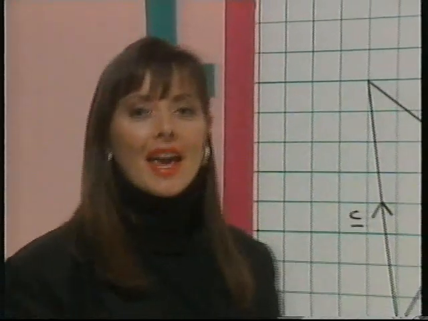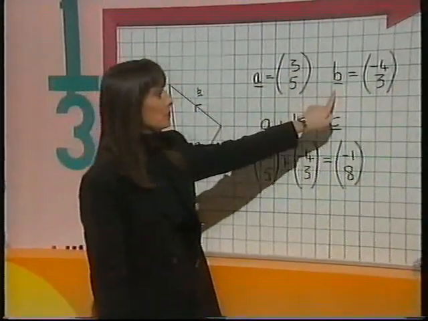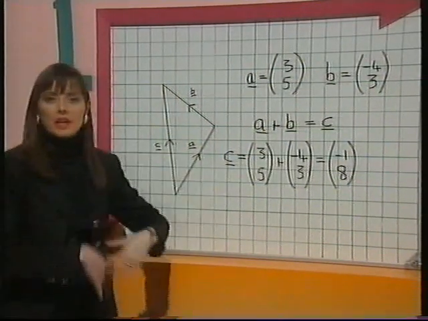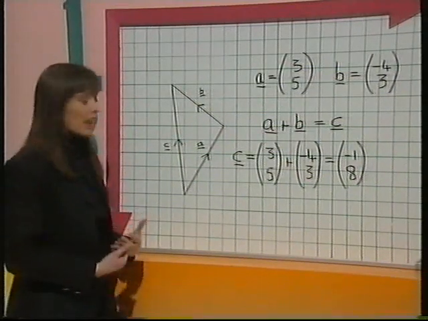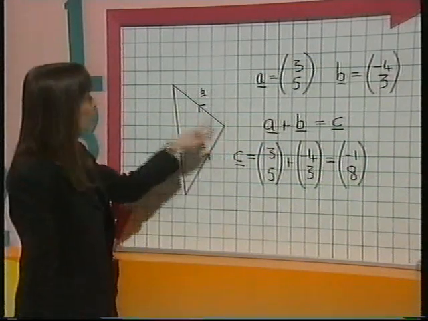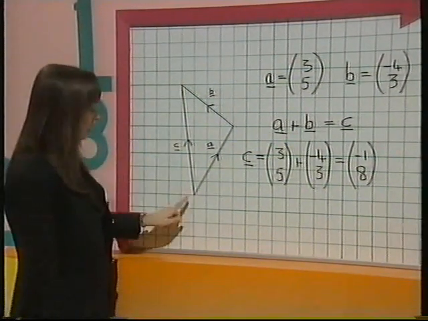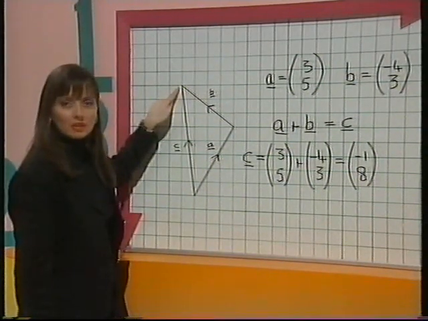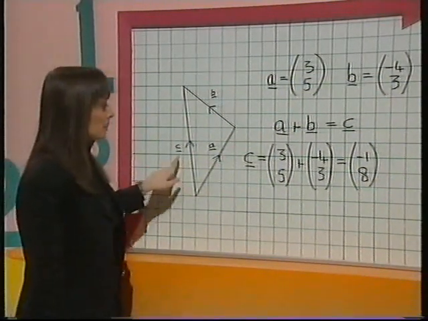Now, vectors can be added or subtracted. Let's add a and b. These are the column vectors. a is (3, 5), b is (minus 4, 3). Now, since you can have b wherever you like, you can draw it so that it starts at the end of a. So we have the vector a followed by the vector b. The sum is a vector from the start of a to the end of b, and it's called the resultant of a plus b. We're going to call it c.